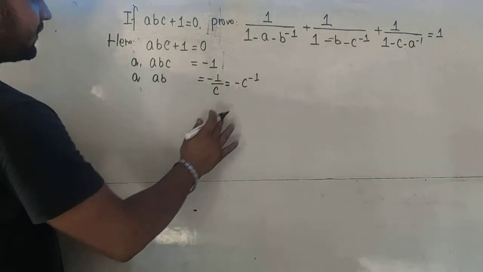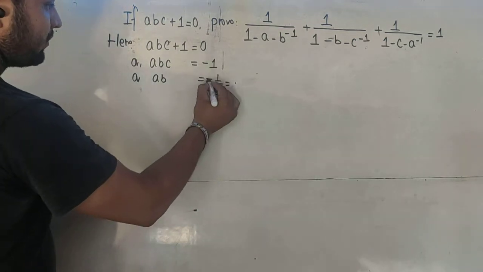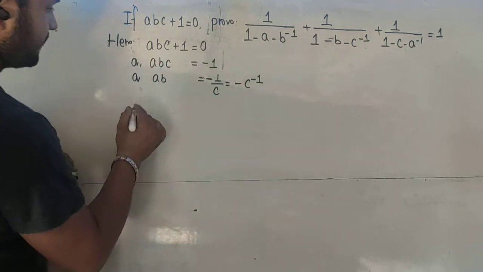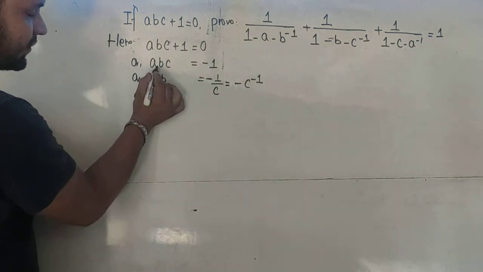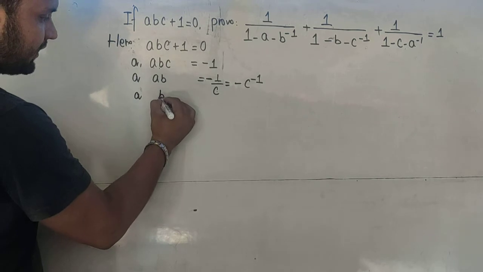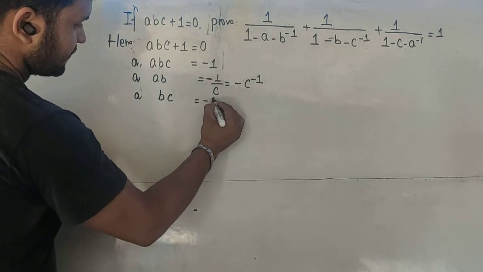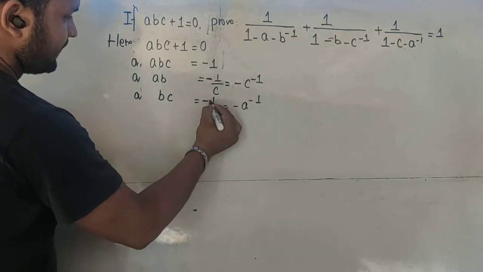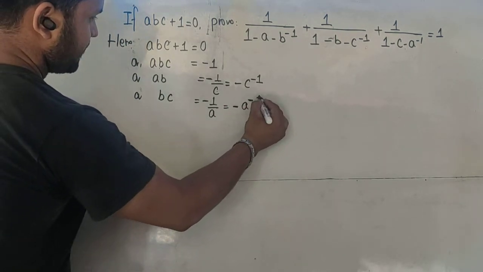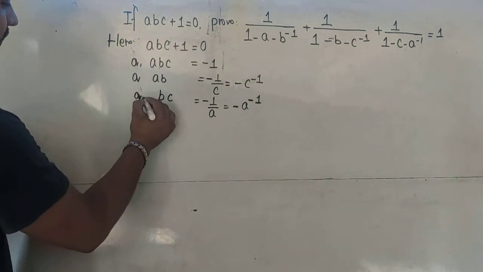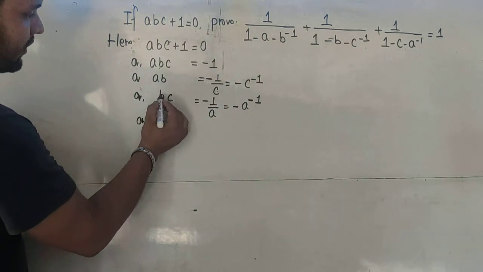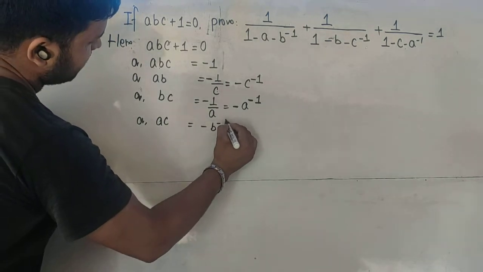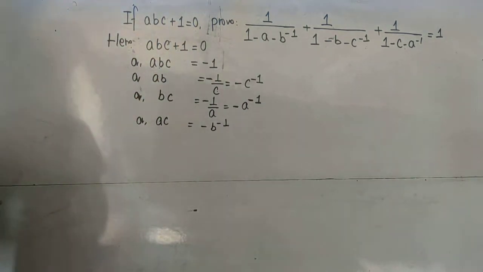This is equal to minus c inverse because we can copy this minus as it is, and 1 by c is c inverse. In a similar way, I just wrote here ab. Now I can take here bc. If bc is equal to minus 1 by a, which is equal to minus a inverse. Minus being the same, and 1 by a is a to the power minus 1, which we generally call a inverse. Now I can write here ac, and this will ultimately be equal to minus b inverse. Okay, this is the first step that I have done here.